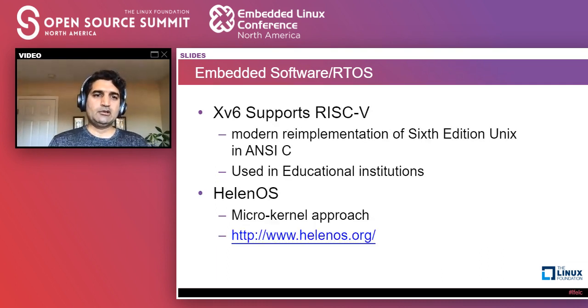There are a few educational or academic RTOSes like xv6 from MIT that support RISC-V as well. And HelenOS, which is a microkernel approach, also implements the RISC-V ISA. So that's pretty interesting as well.